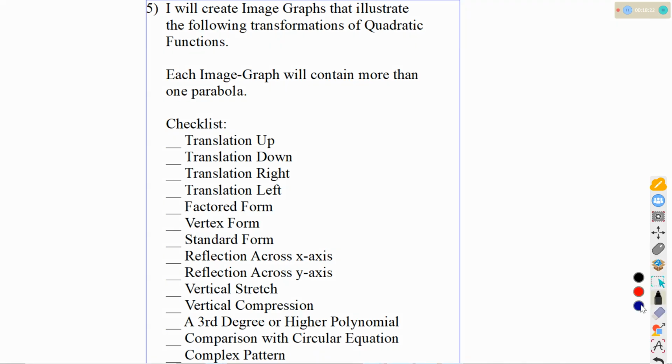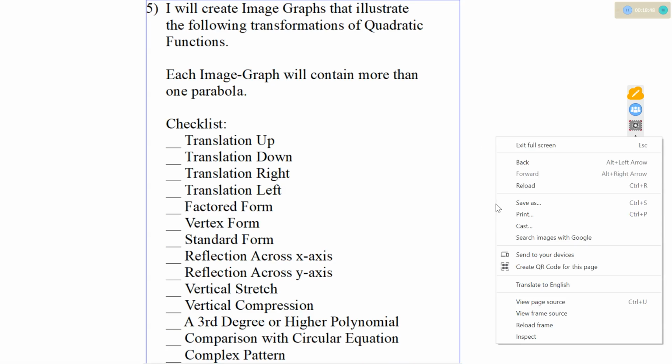So in this video, we've seen how to check off the translation down, how to check off the vertical compression, a third degree or higher polynomial, a comparison with a circular equation, and a complex pattern. Okay, what I might do right now is just show you really quickly how I got the third degree or higher polynomial, because there was a third degree model.